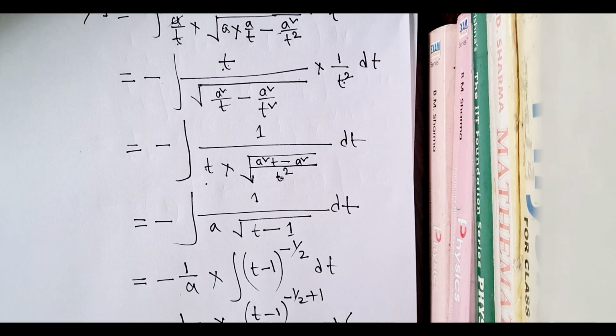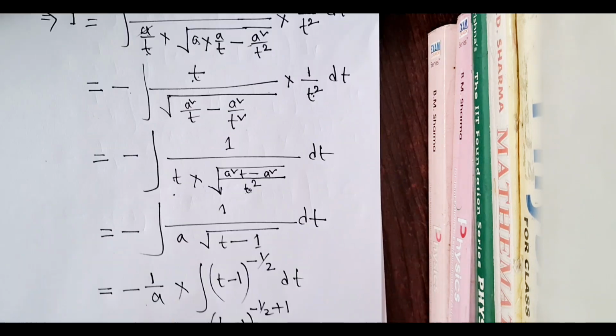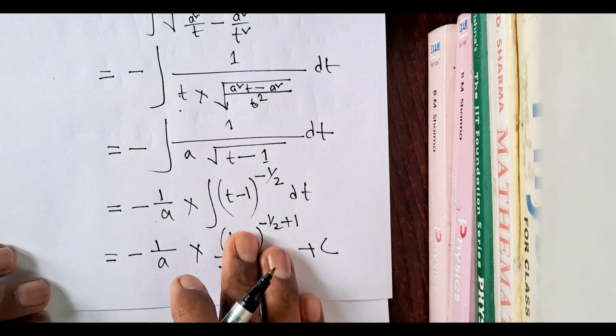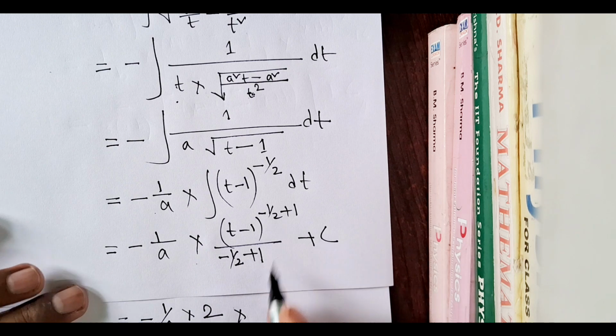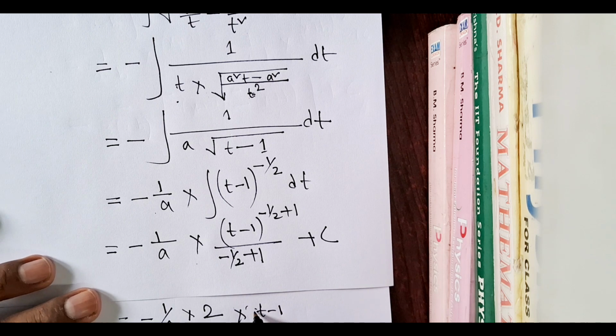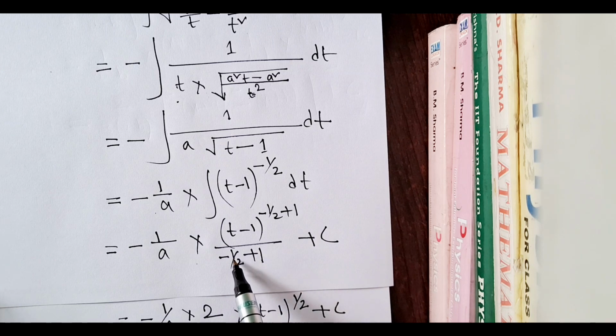After that, you have to just calculate this. In this way you can calculate: equal to minus 1 by a, and 1 minus half is what, that is 1 by 2, so into 2, and into here also t minus 1 whole to the power 1 by 2 plus c as it is. Just the simplification part, let me explain. 1 minus half is half. So in the denominator 1 by 2 is present. That's why it will come as a 2 in the numerator. And t minus 1 whole to the power 1 minus half, that is half.